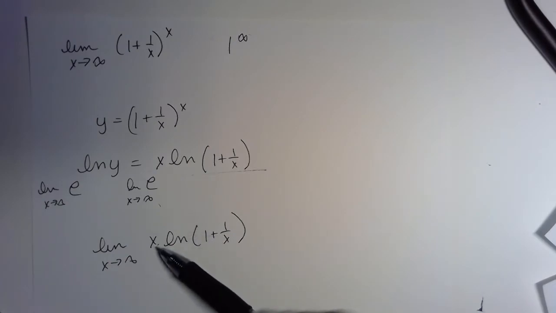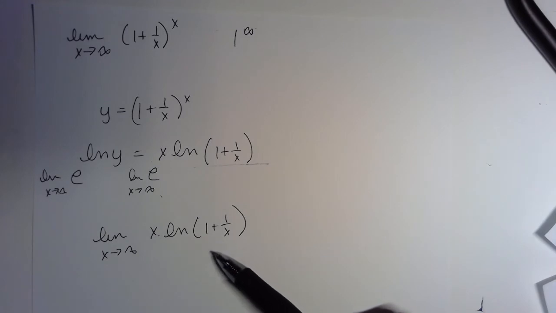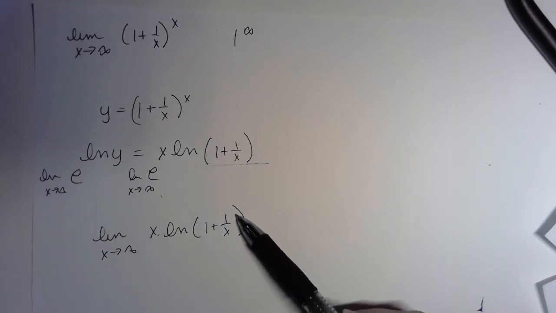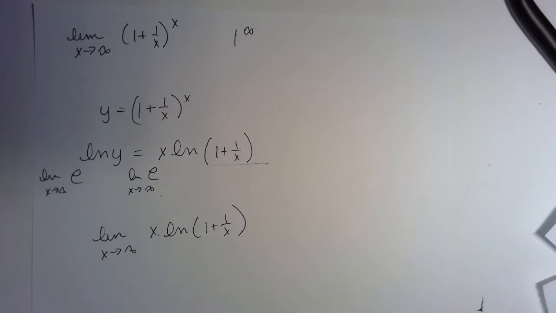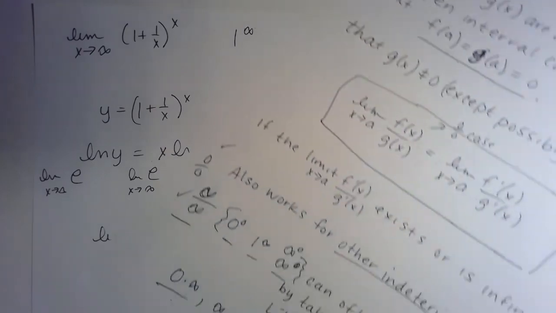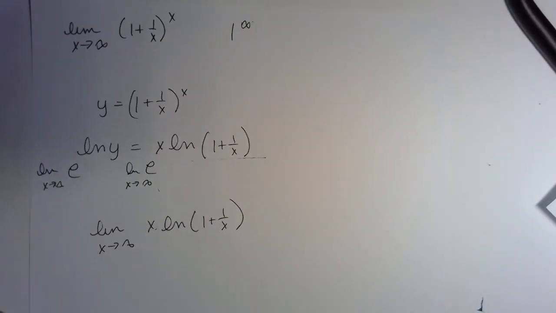Actually, I'm sorry, this is infinity times 0, because the natural log becomes the natural log of 1, which is 0. So then I have infinity times 0. So I still have an indeterminate 0 times infinity case for L'Hopital's rule, and I still need to force it into some sort of fraction.